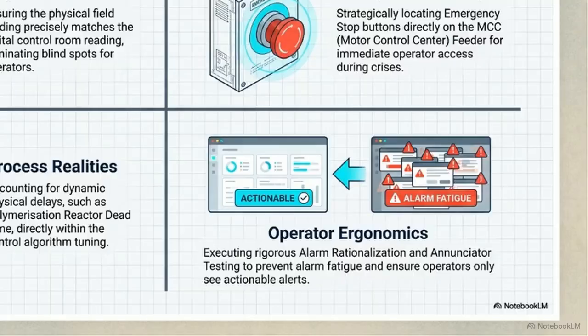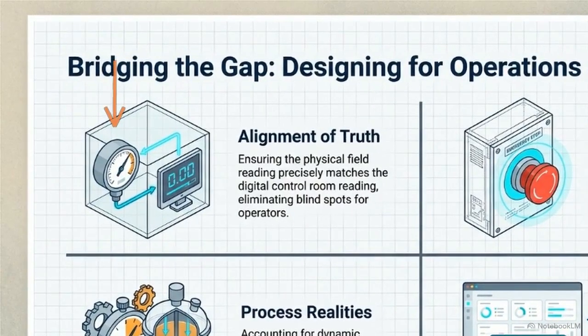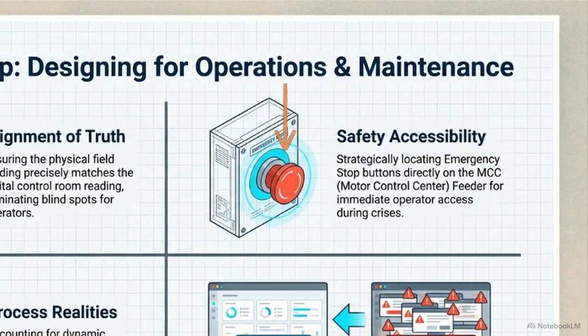Engineering helps humans run the plant safely. Operator screens must filter noise to show only actionable alerts. Digital readings must perfectly match physical field dials for absolute accuracy. Finally, emergency stop buttons must be strategically placed for immediate access during a crisis.